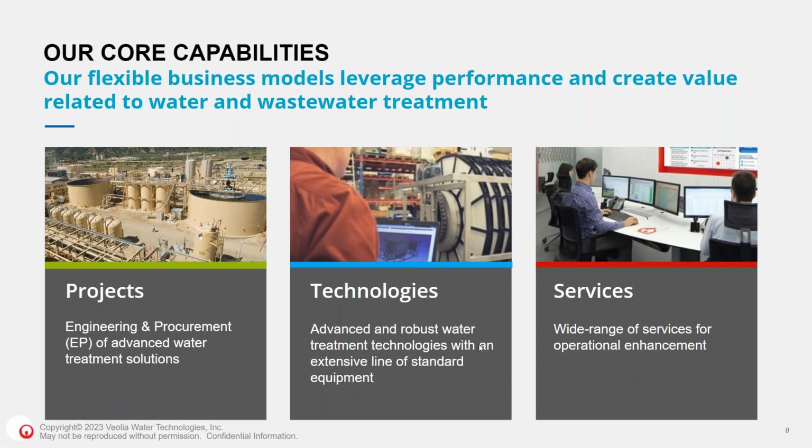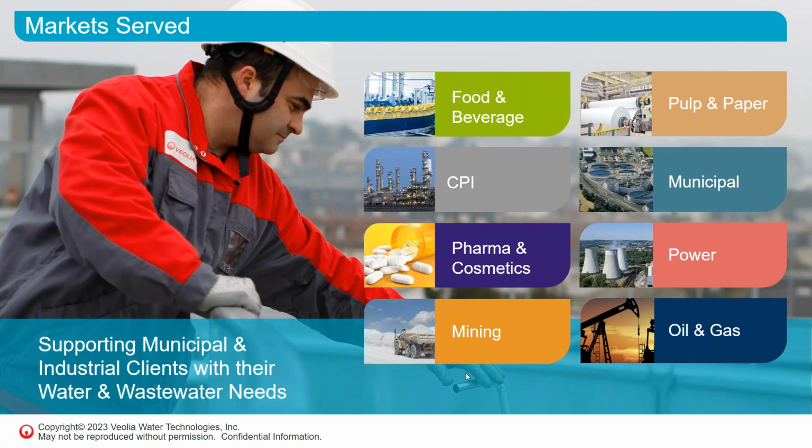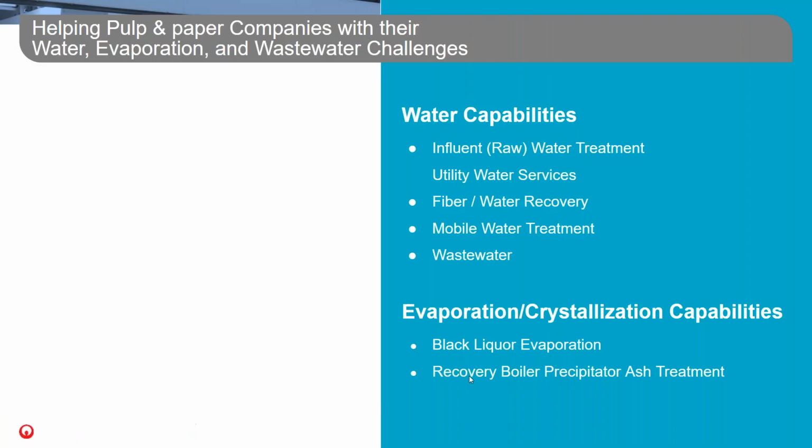So a little bit about Veolia Water Technologies. We provide water and wastewater treatment services, projects, and technologies to a variety of customers. We do that through engineering and procurement, putting processes together that are able to take influent and treat it to a required effluent specification. We also invent, develop, improve and install really innovative technologies within this space. And of course, we support our customers through a wide range of services that are also related to water and wastewater treatment. We work in a variety of industries, industrial as well as municipal, and you can see those on your screen.